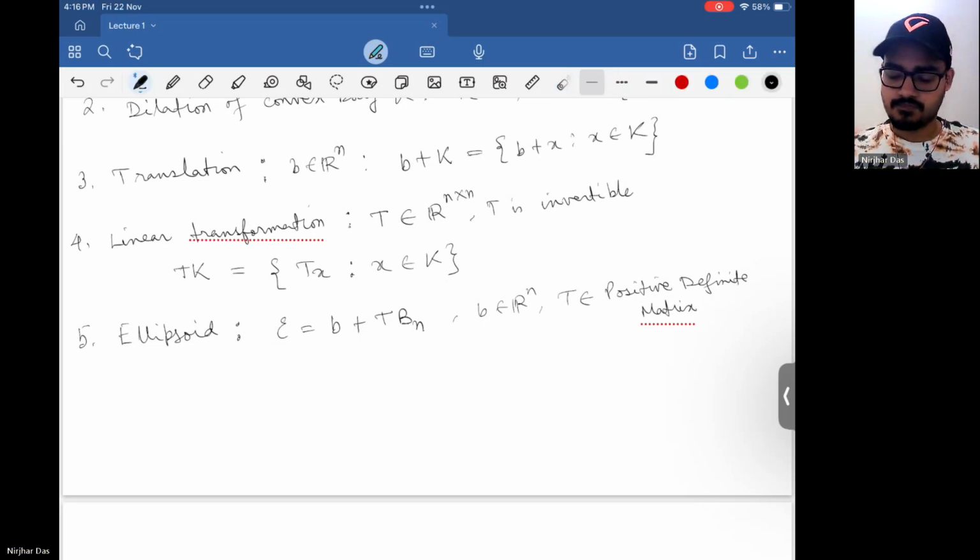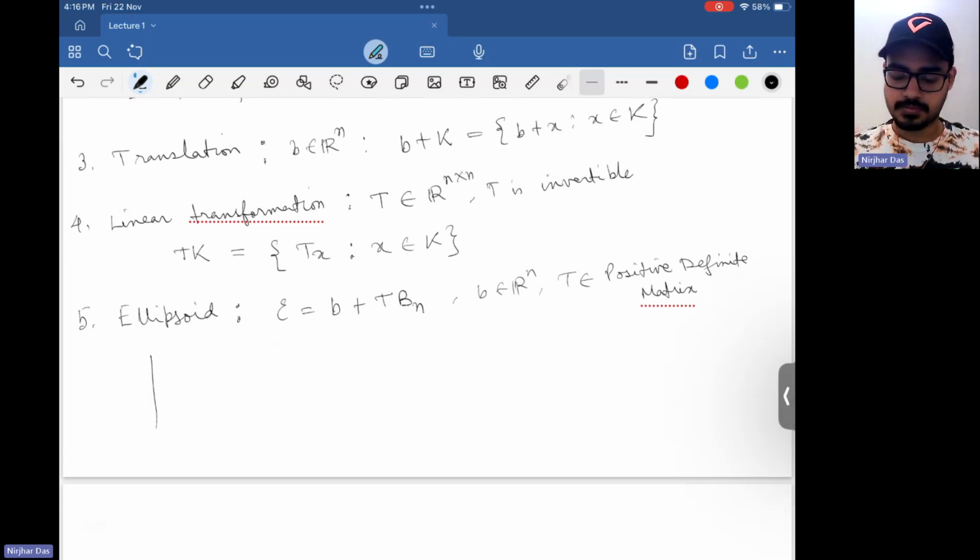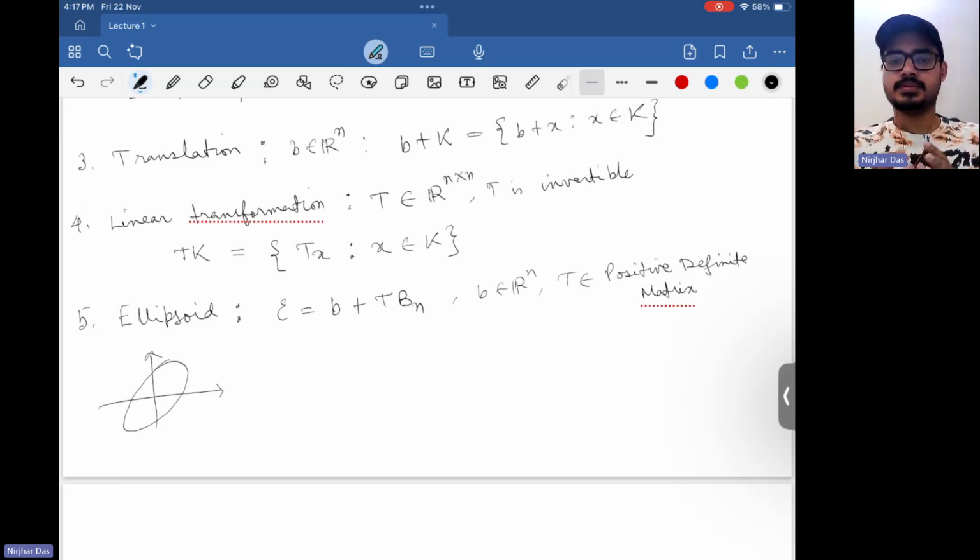This ellipsoid is a generalization of the 2D ellipse that we have seen. A 2D ellipse looks something like this, right? And when you take this to high dimensions, this indeed becomes b plus T times B_n. The idea is that an ellipse is related to a circle in the following sense. You have, say, a unit circle, and you skew it and then rotate it in some direction.